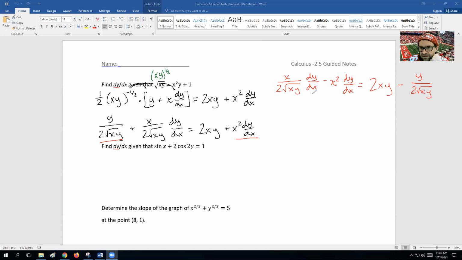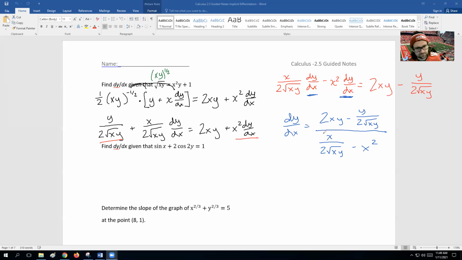Okay, so what we can do now is, if you think about it, this is where we can start combining steps. We're going to factor this out and then divide by what's left over. So really dy dx is going to equal what we have on the right side, 2xy minus y over 2 radical xy. And then we're going to divide it by what we factor out here, x over 2 radical xy minus x squared. Now, I'm sure this can simplify quite a bit, but that's good enough there. All right, I'm going to clear this off. Feel free to pause the video and watch it again if you have any questions, but let's do this last problem here.